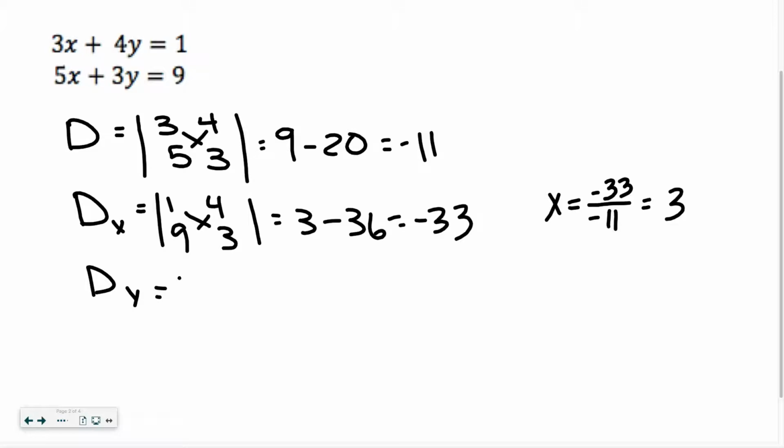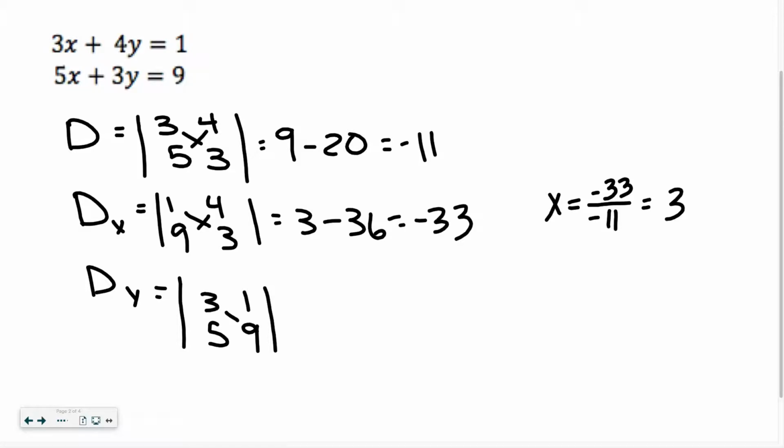So I would go back to like my original determinant matrix. Now I'm going to replace the 4 and the 3 with the constants 1 and 9. So I'll put those in for my y column. The x column goes back to what it was originally in the coefficient matrix, 3 and 5. Okay, so you see you're only changing one column at a time in the matrix with the constants. You're replacing whatever variable you're trying to solve for. So now we're going to try to solve for y. So we replace the y column with 1 and 9.